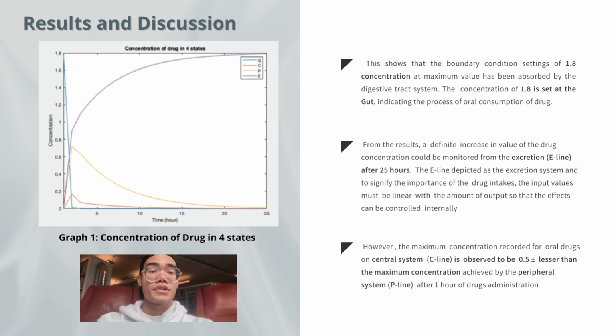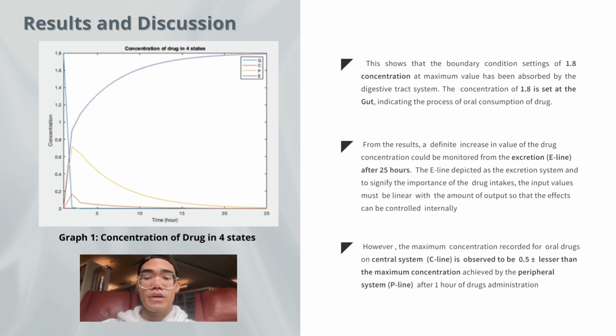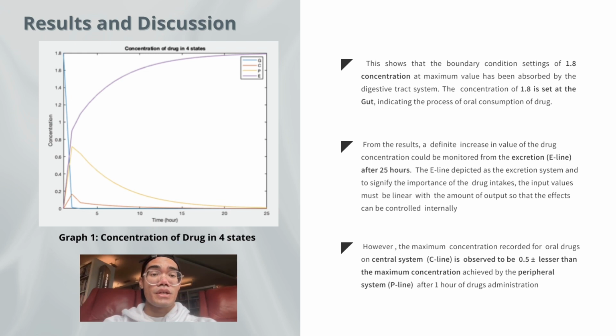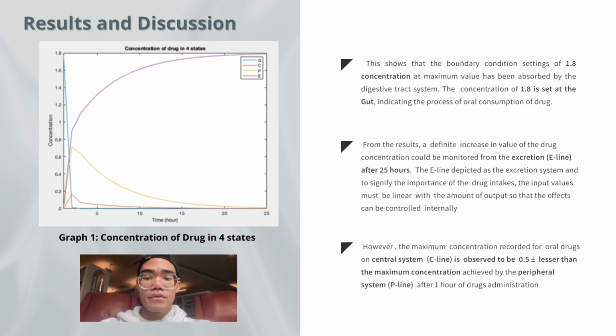So here is a discussion on graph 1. For the G line, because it is an intake, we set boundary conditions of 1.8 concentration, and since it has been absorbed by the digestive tract system, it falls drastically right after 1.5 hours. Next, for the E line, after 25 hours of observation, we have seen that the concentration has increased in value for the drug concentrations. Hence, this peak in the excretion system signifies that the input values and output values are linear.